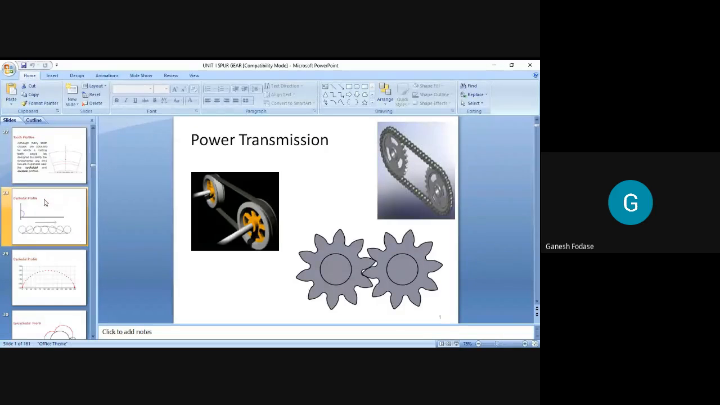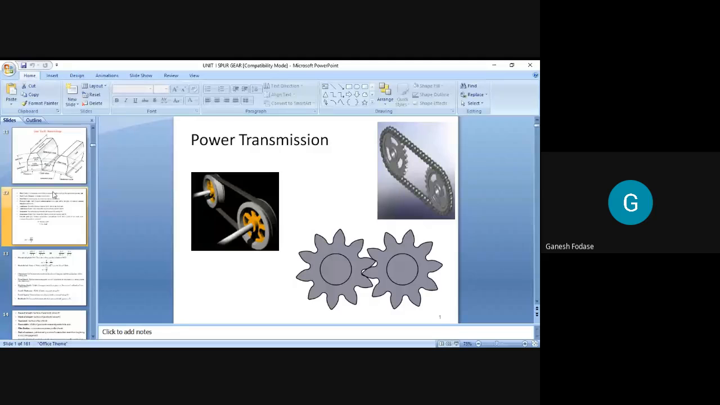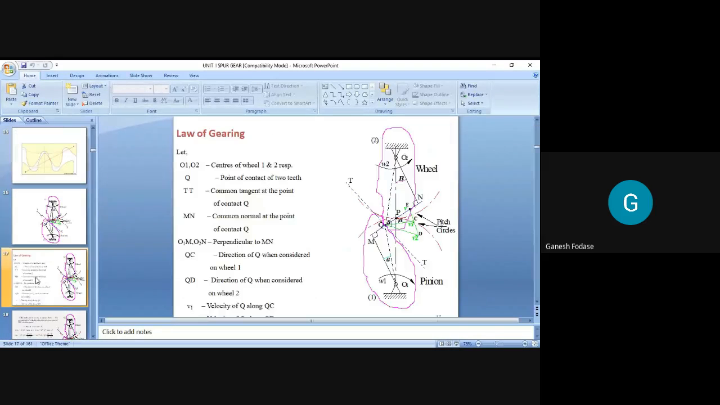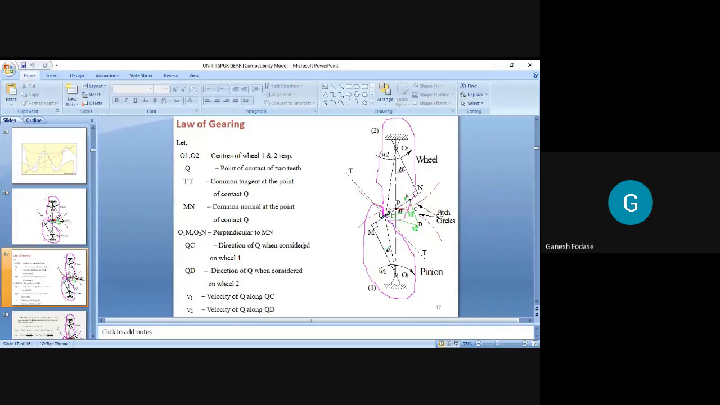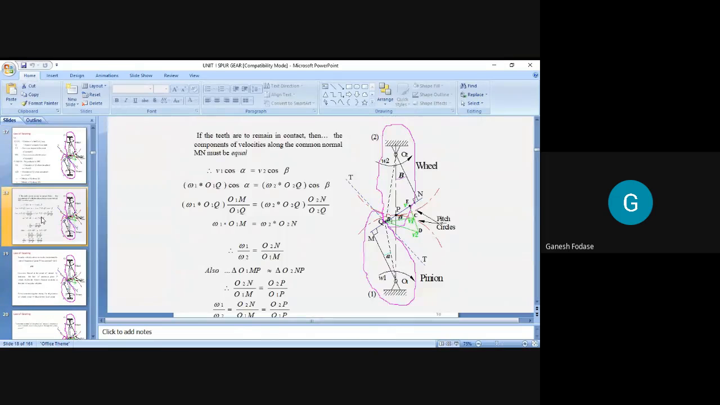Okay, so we just completed gear tooth terminologies, different gear tooth terminologies. Next important topic that we have to discuss is the law of gearing concept. And for understanding this, this slide is visible to you? Yes, sir. Okay.